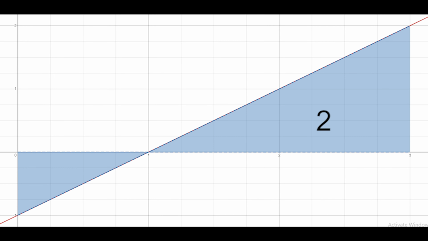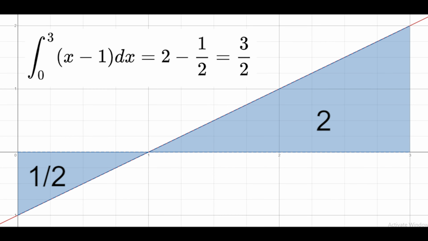And what's the area of this smaller triangle? Well, the base is 1, the height is 1, and so the area is 1/2 of 1 times 1, which is 1/2. But since this function is negative from 0 to 1, we have to treat this area as though it's a negative area and subtract it from the area of the triangle on the right. And so the answer to this definite integral is 2 minus 1/2, which is 3/2. So keep that in mind that any area below the x-axis counts as negative area, and you need to subtract it away.